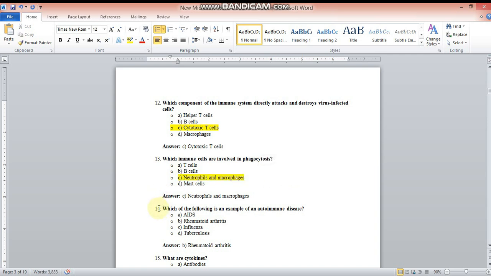The next MCQ is, which of the following is an example of an autoimmune disease? A. AIDS, B. Rheumatoid arthritis, C. Influenza, and D. Tuberculosis. So the correct option is B.